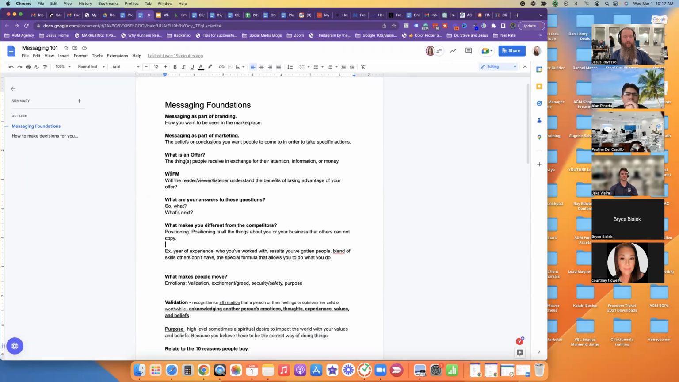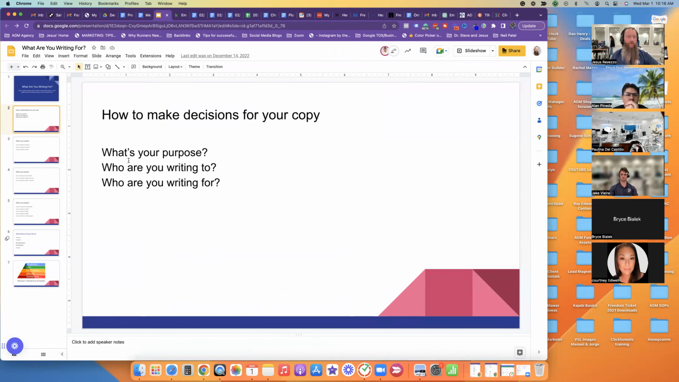Yeah, so the messaging is part of branding. So this is how you want to be seen in the marketplace. This is kind of a big overview. I was making notes one day, but I figured it's a good time to check on it. So messaging as part of your branding is how do you want to be seen in the marketplace, right? How do you want to show up? Messaging is part of your marketing, the beliefs and the conclusions that you want people to come to in order to take specific actions, right? Which matches up with this piece. What's the purpose, who you're writing to, who you're writing for.